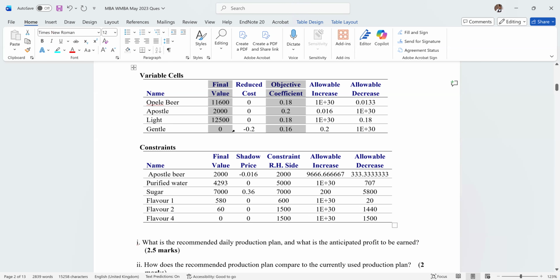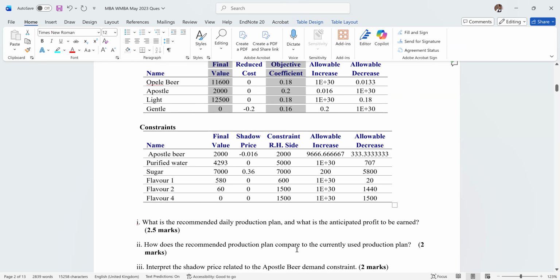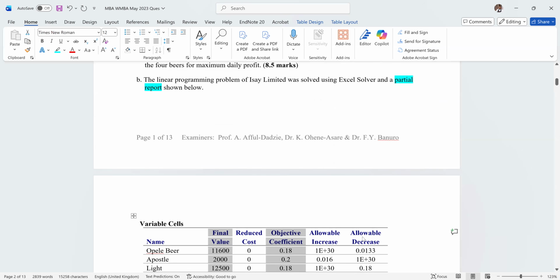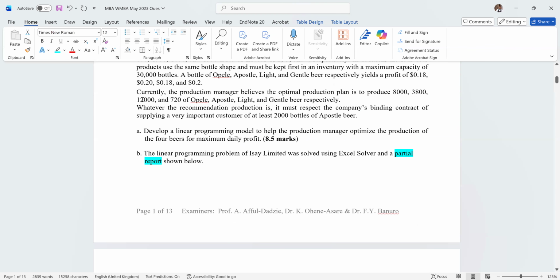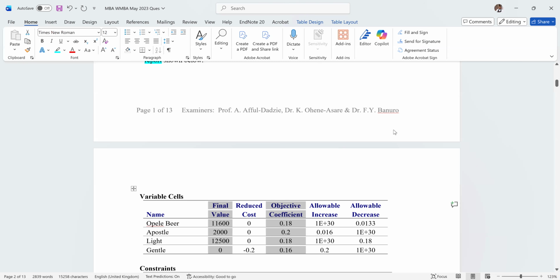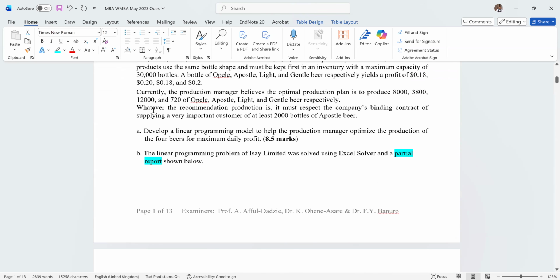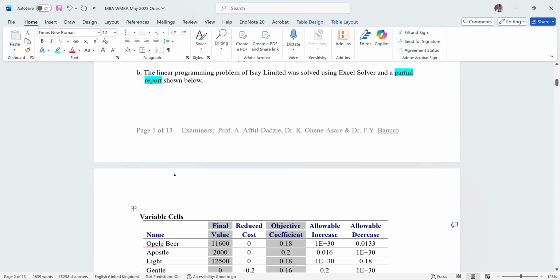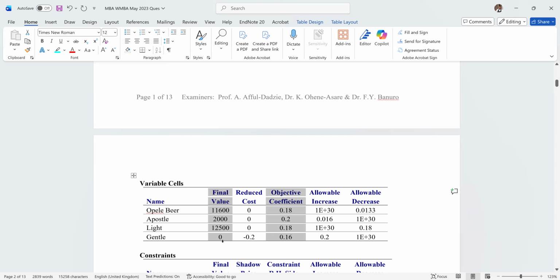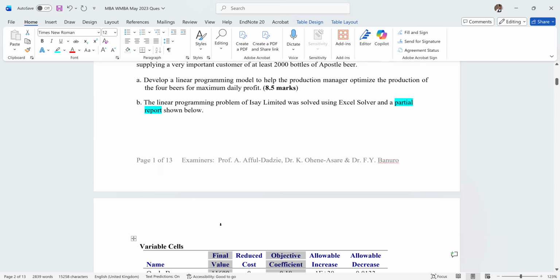The next part of the question says, how does the recommended production plan compare with the currently used production plan? Currently used production plan were the ones you have here. It was 8,000, 3,800. At this one, we have 11,000, 2,000. Then you had 12,000, but we had 12,500. And then we had 0, but they had 7. So what would you say?